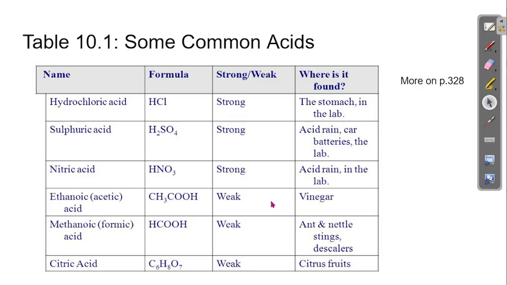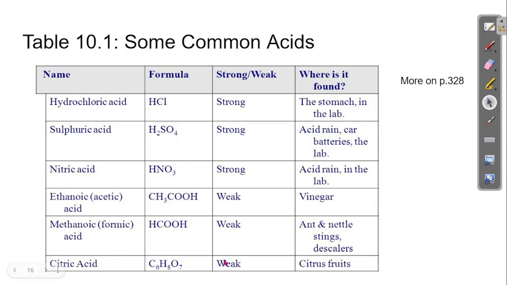Ethanoic or acetic acid is a weak acid and is found in vinegar. And you're going to be working with vinegar quite a bit this year, okay, in your labs. And then we have formic or methanoic acid, which is a weak acid. Ants, when they bite you, it's itchy because they have formic acid in their bite. You can also find it in nettles, in the stings. So things that itch, sometimes they have this formic acid.